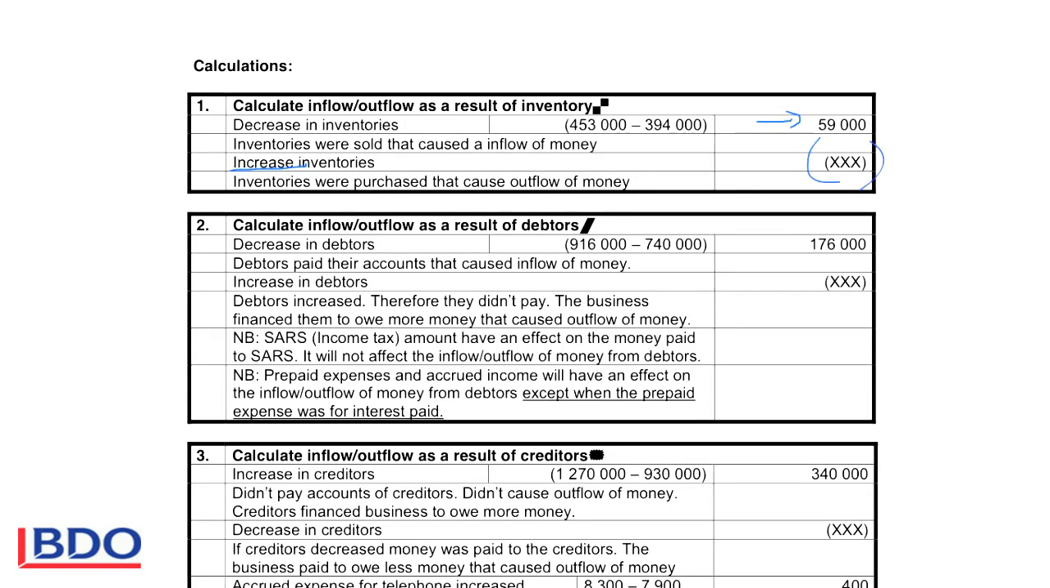If we look at the debtors showed a decrease. That means the debtors paid and there was an inflow of money. If the debtors decreased, there's an inflow of money because they paid. If the debtors increase, it means that they owe more money. So the business financed the debtors to owe more money, then it will be an outflow of money.